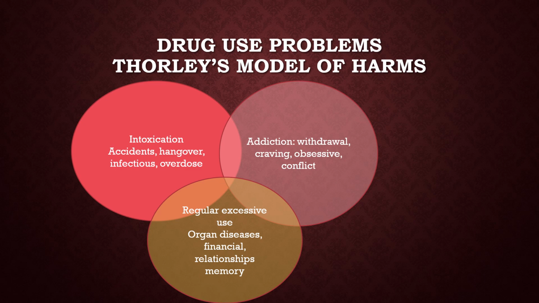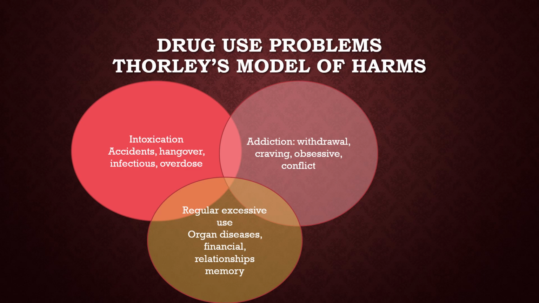But if we look under intoxication, a single episode of intoxication can cause a variety of problems. Accidents often occur when somebody's intoxicated or drunk. Hangover usually follows the intoxication. Overdose can result from intoxication. Risk perception is altered when somebody's intoxicated, and they're more likely to share injecting equipment or have unprotected sex, things like that. And then if we look at regular use, heavy regular use can cause a variety of problems.